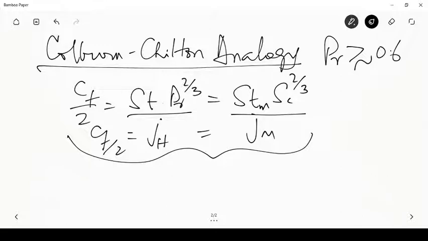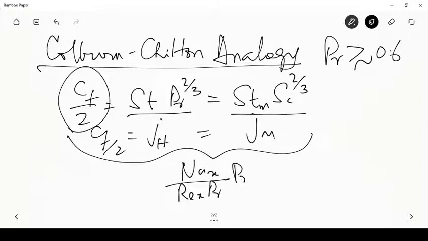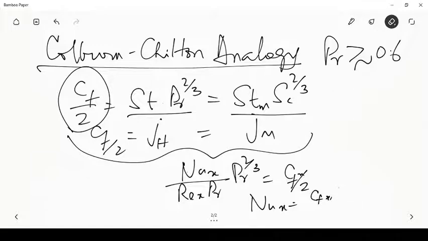Let us understand how. Once I know the fluid flow solution, I know Cf by 2. Then Nux divided by Rex Pr multiplied by Pr to the power of 2 by 3 is equal to Cf by 2. This is a known value, and Re and Pr are all known values. So I can write Nux is equal to Cfx by 2 multiplied by Rex, and this will be Pr to the power of 1 by 3.